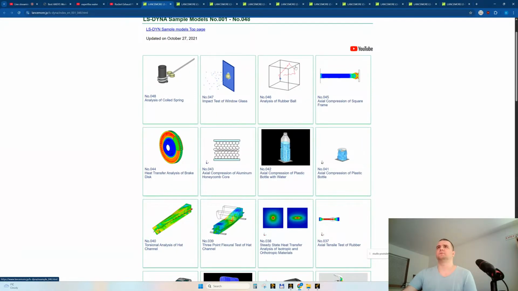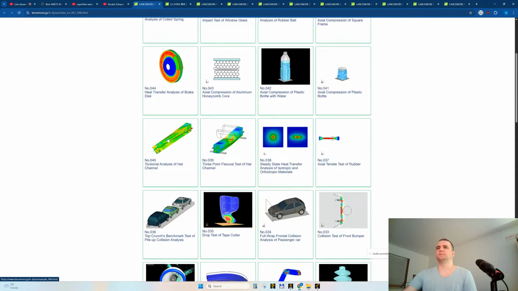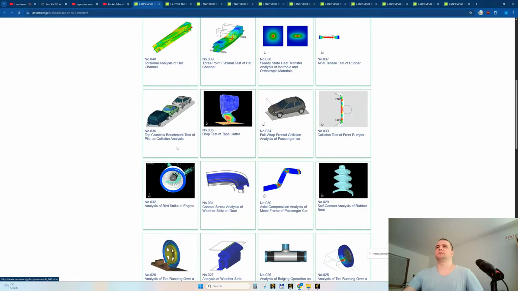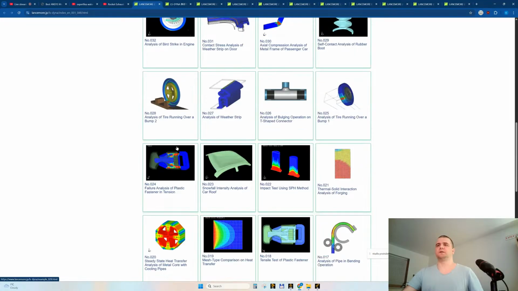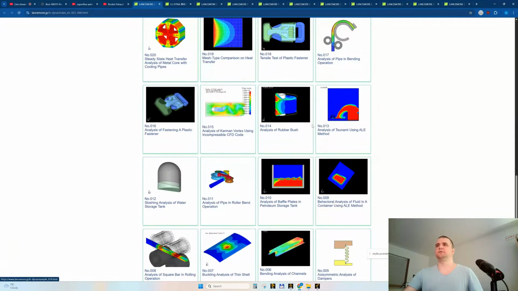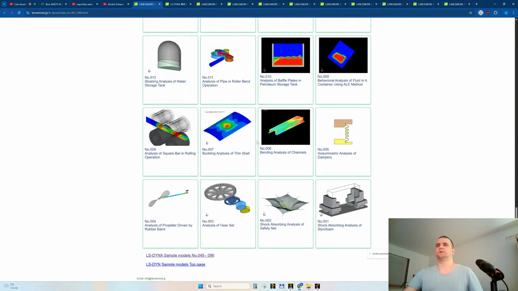They also do structural, they do so many things. Heat transfer for disk break. I will only look at arbitrary Lagrangian Eulerian, but feel free to look at more of their FEAs. They are extremely knowledgeable. Yes. So the website is lensmore.jp.